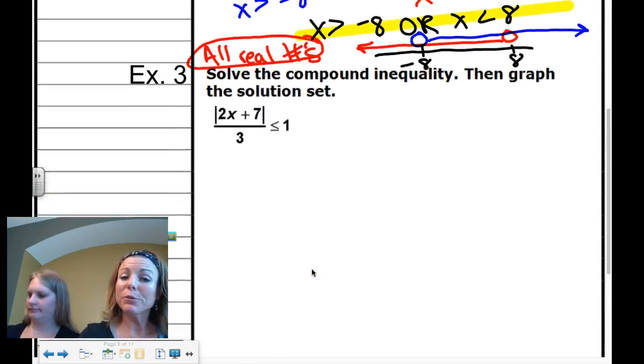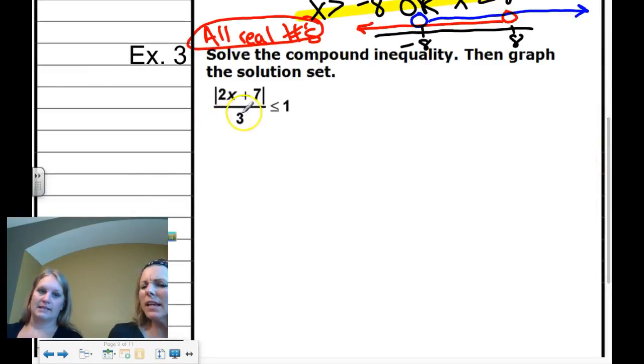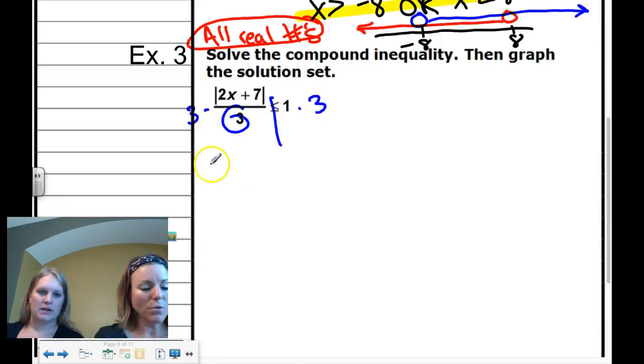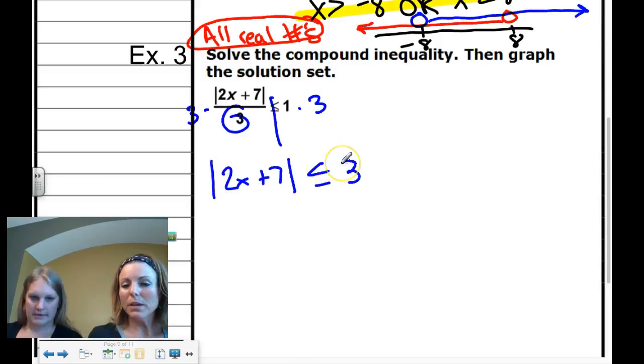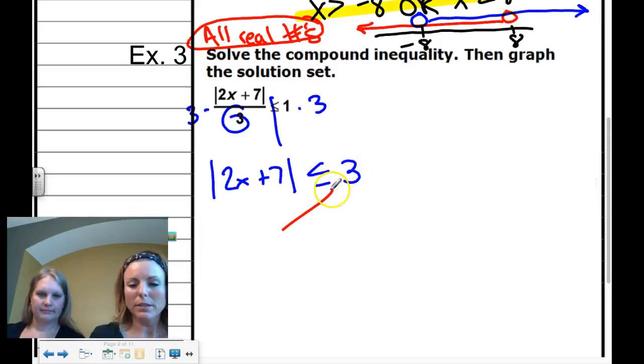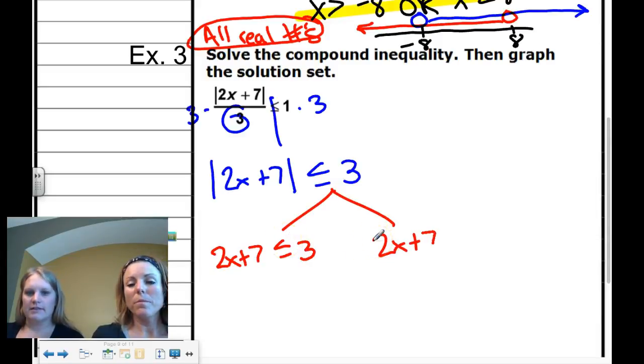Now let's go to example 3 because it is a little different. Do we have it isolated? No, we've got to get rid of this 3. So we've got to times by 3 on both sides. So now I'm left with absolute value 2x plus 7 less than or equal to 3. Now we can write our 2 inequalities. So I have 2x plus 7 less than or equal to 3, and then 2x plus 7 greater than or equal to -3.